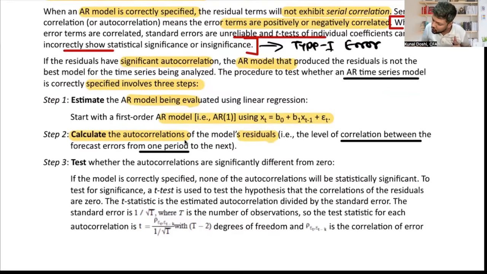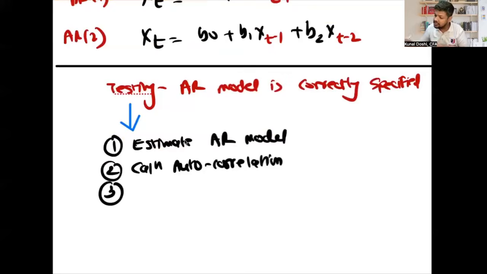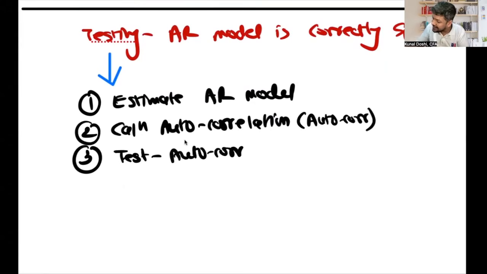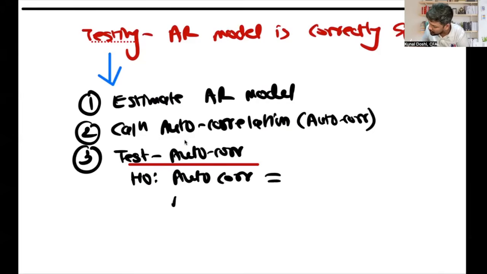Third step is to test whether the autocorrelations are significantly different from zero. I'm just writing autocorrelation in short form here. So when I'm going to test the autocorrelation, I have to test the hypothesis whether this autocorrelation is significantly different from zero or not.